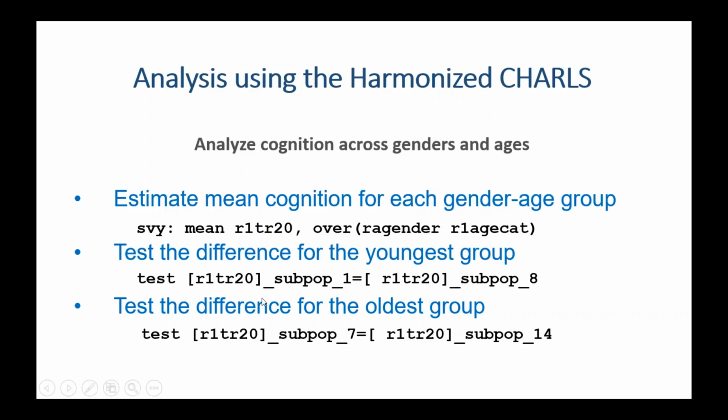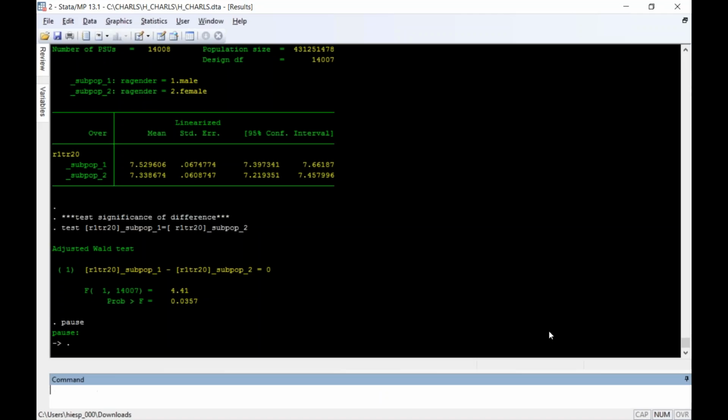And then we can test the difference for the youngest group. So we'll test subpop 1, which is the youngest males, versus subpop 2, which is youngest females. When we look at this data, you'll see how I'm getting these numbers. It lists them out for you. And then we'll test the difference for the oldest groups. So subpop 7 here is our oldest males, and subpop 14 is our oldest females.